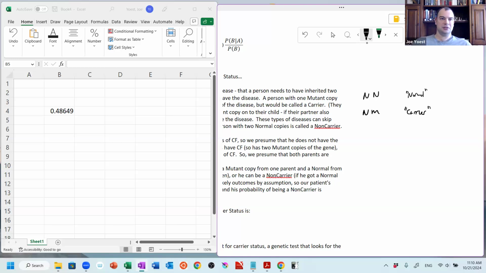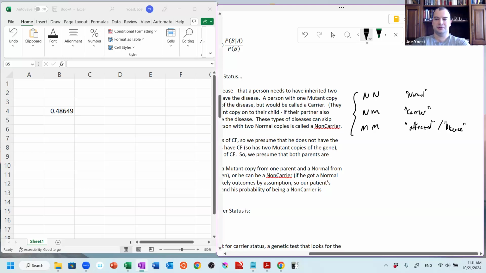Their lungs, their pancreas, all the things that are affected by CF look the same as anybody else's. But when they have a kid, maybe their kid or their grandkid or somebody, it pops up as a disease later on. Or a person could be mutant mutant, and this person is affected, or they have the disease. So these people will have lung problems. They will have pancreatic lesions and all of the things that come with CF. So these are the 3 statuses.